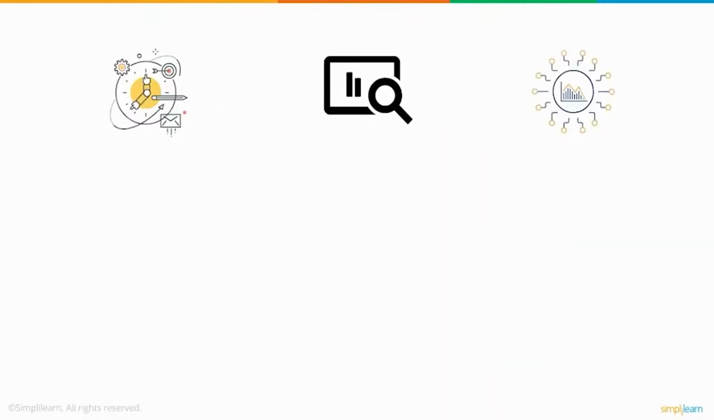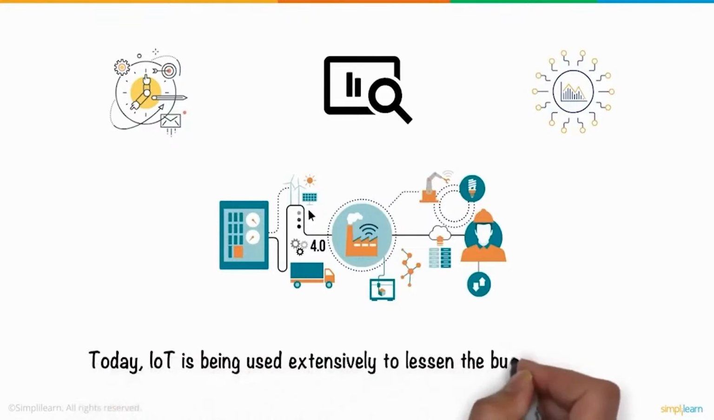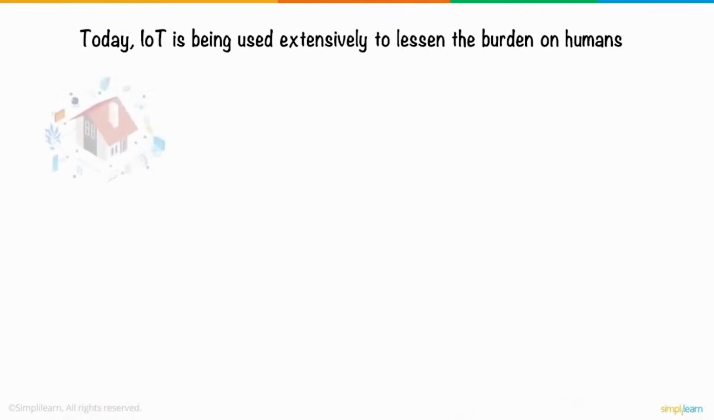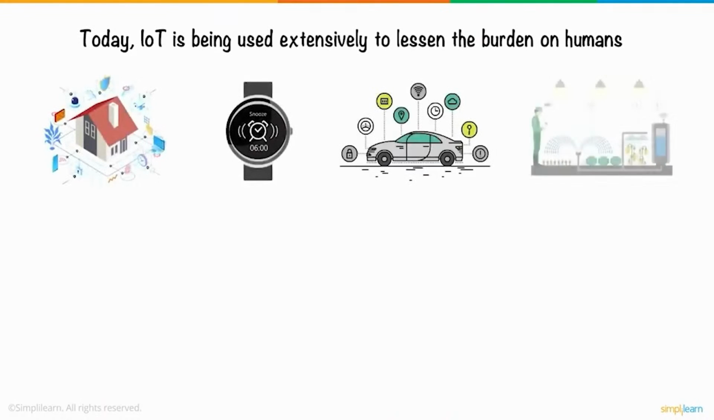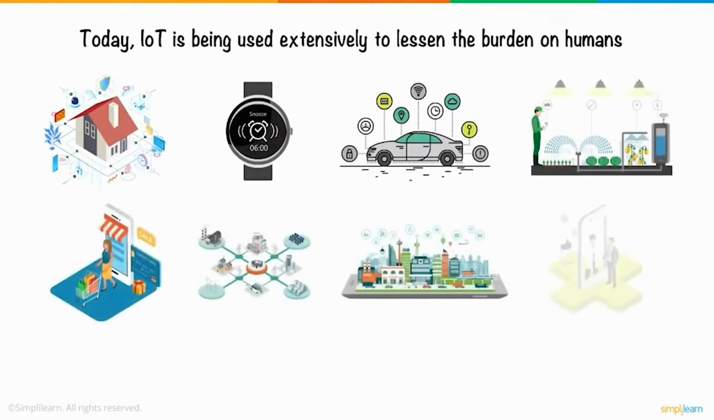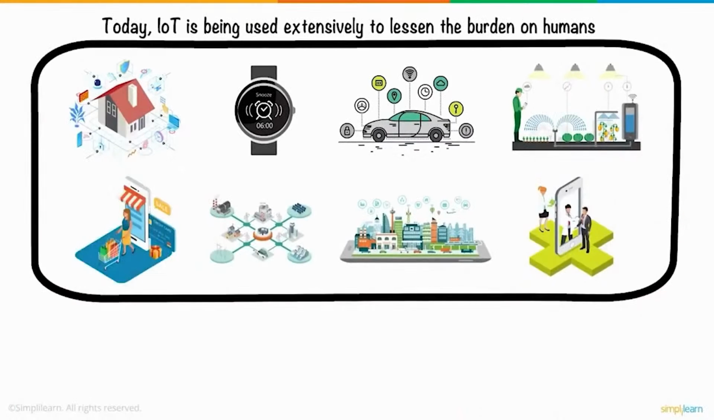With the improved response, monitoring, and analytical capabilities, IoT is being adopted in almost all industries and domains, opening doors to endless applications. Today, IoT is being used extensively to lessen the burden on humans. To name a few, IoT is deployed for smart homes, wearables, watches and bracelets, smart cars, smart farming, smart retail, smart grids, smart city, and smart healthcare. With such a wide spectrum of applications, the future of IoT looks more promising than ever before.